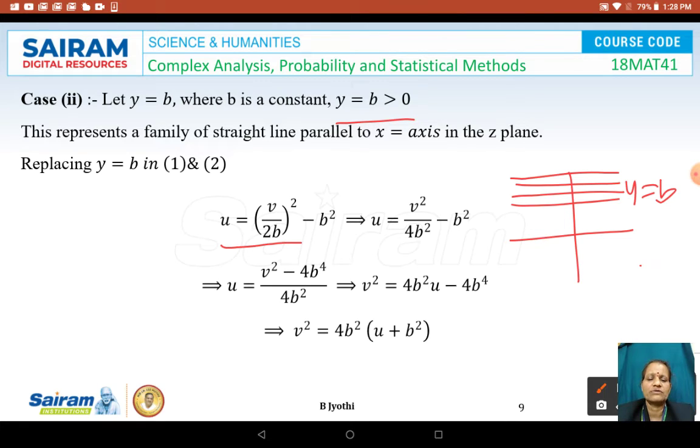So when we substitute in the equation, we get u is equal to (b by 2b) the whole square minus b square, or u is equal to b square by 4b square minus b square. On simplification of that, we get u is equal to (v square minus 4b power 4) by 4b square. This implies v square is equal to 4b square u minus 4b power 4. That is, by taking 4b square outside, v square is equal to 4b square (u plus b square), which is again representing the family of parabolas.